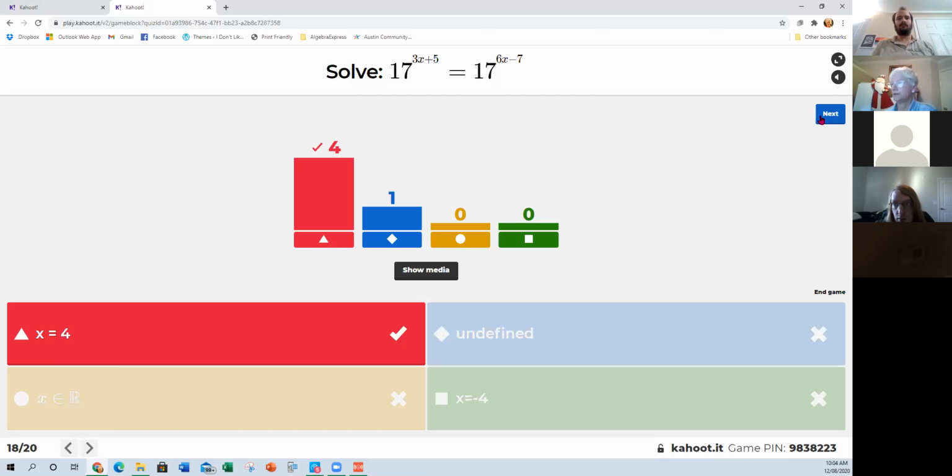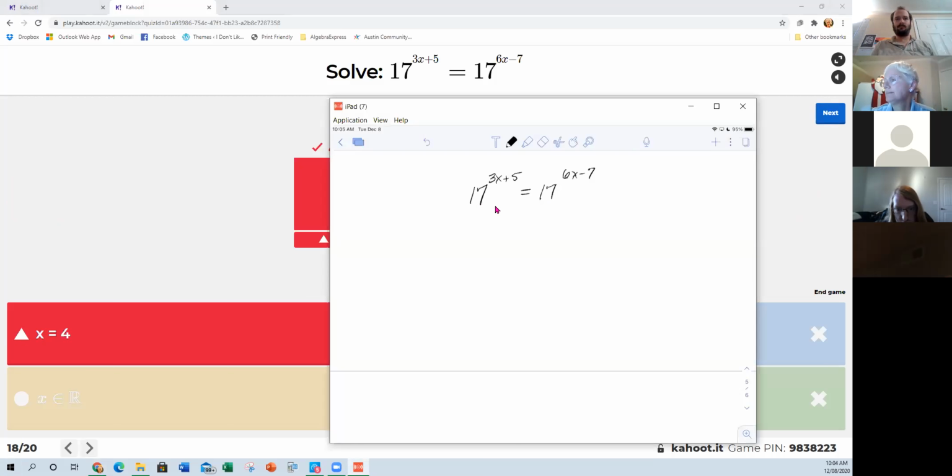Okay, most of you got this, good. All right, so if you have an equation where the bases are the exact same, then you can just throw away those bases. You could also take the log base 17 of both sides, which would also get rid of the bases. So those, we just throw them away. 3x plus 5 equals 6x minus 7, and then just solve this like a normal equation.